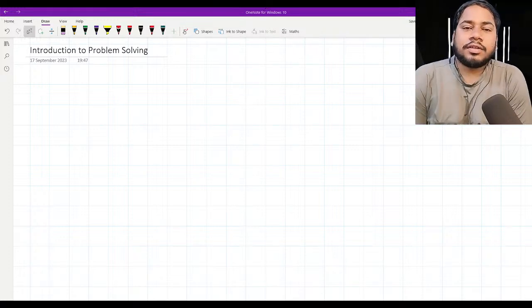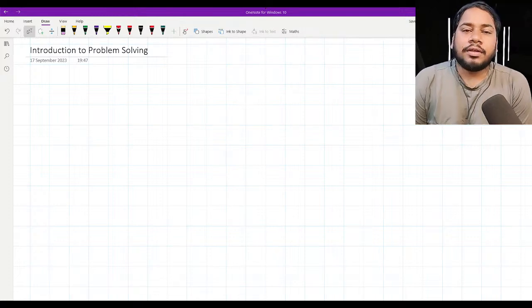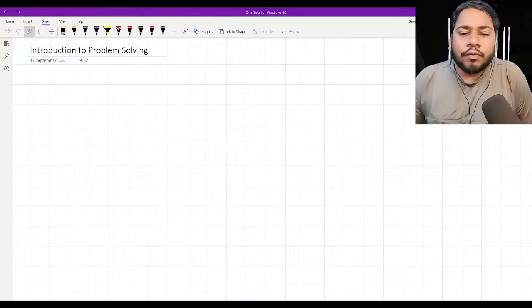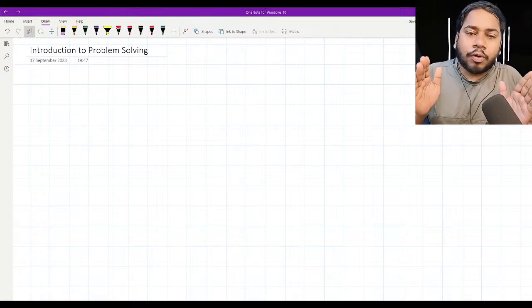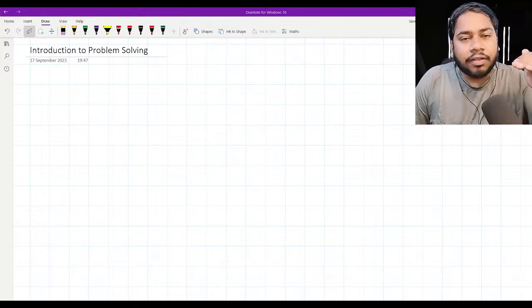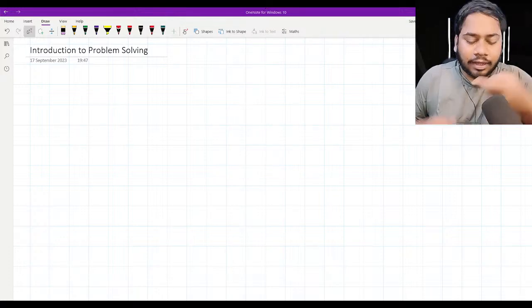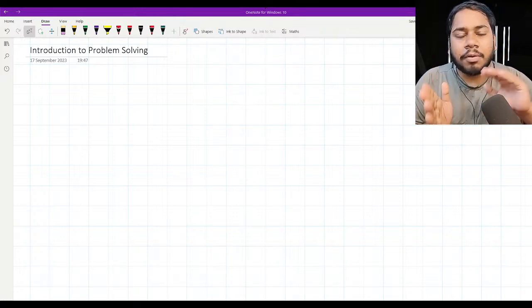Today we are with some new topics. We are done with programming constructs as of now, the basics of programming: loops, if-else conditions, arrays, strings, memory management, classes, objects. All these we have done in our previous playlist.